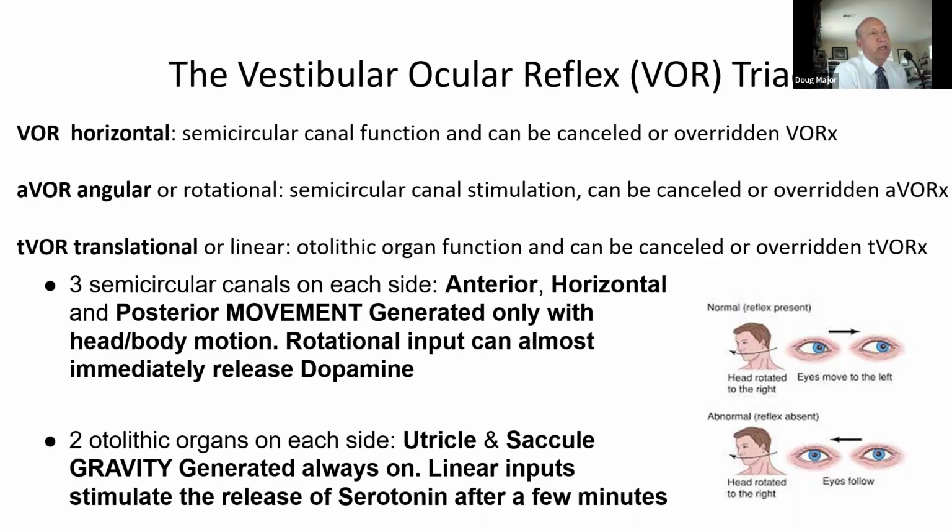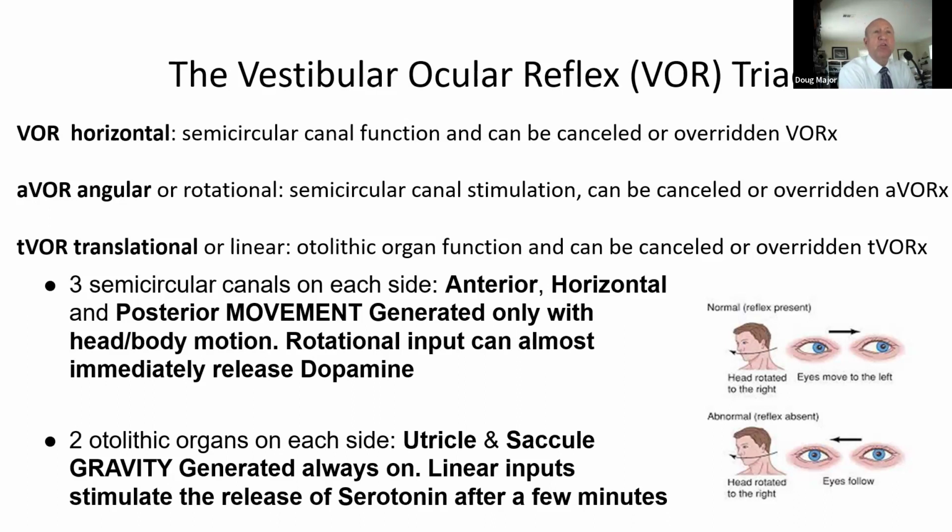We're going to call the next the AVOR, or angular. Another term often used is rotational. In other words, anything that has a rotation, particularly around the neck, and it can be the body too, is a rotational or angular VOR, and that stimulates, again, the semicircular canal, and also can be canceled, just like the other example, just in a different direction. And the third thing, which is really exciting, is the translational, or in other words linear, VOR. And that's connected directly to the otolith organs.